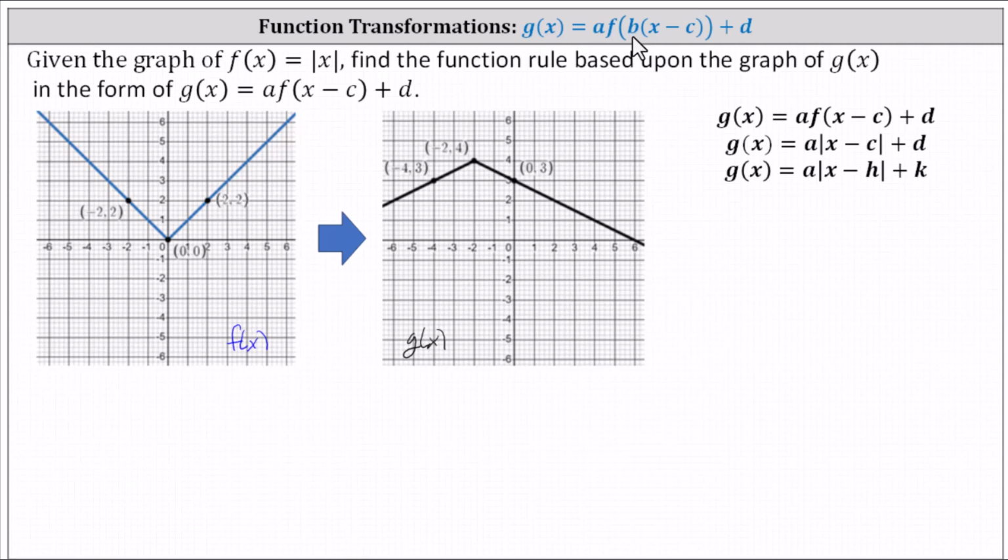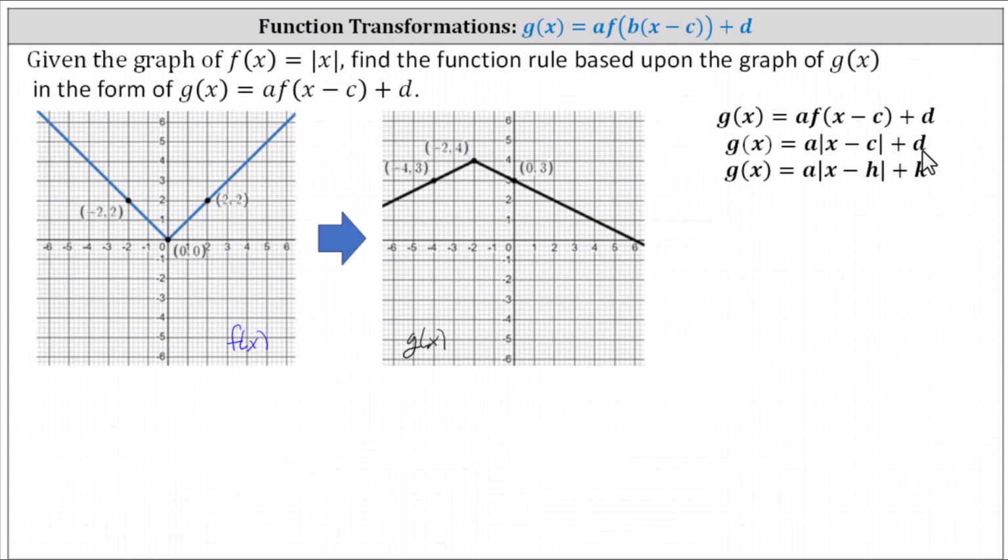1, which indicates g of x does not have a horizontal stretch or compression. And since f of x equals the absolute value of x, f of the quantity x minus c equals the absolute value of the quantity x minus c. This indicates g of x is going to be in the form of g of x equals a times the absolute value of the quantity x minus c plus d.